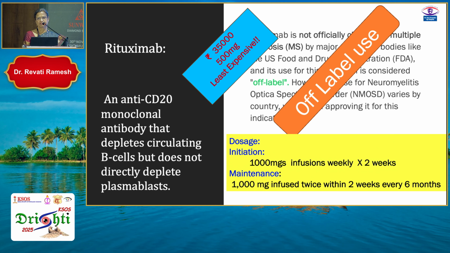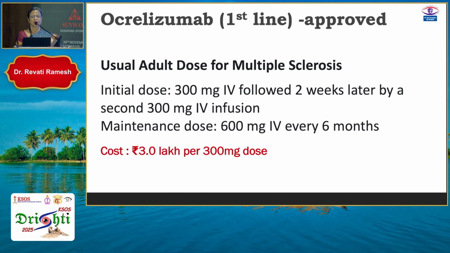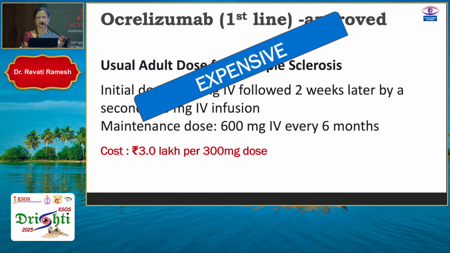The cost of this drug, as Dr. Anabi has already mentioned, is about 20,000, or usually you get it for 35,000, the original molecule, for 500 milligrams. And this is the least expensive of the biologics. Ocrelizumab is a first-line approved treatment in multiple sclerosis. The dosage is like this, and it is prohibitively expensive.